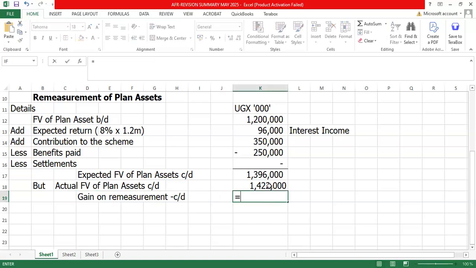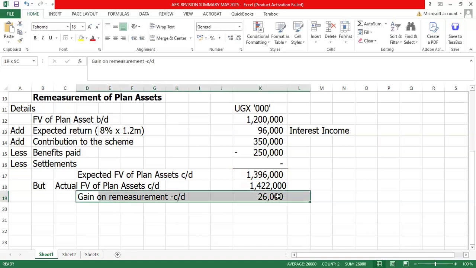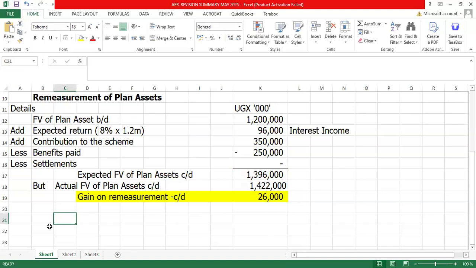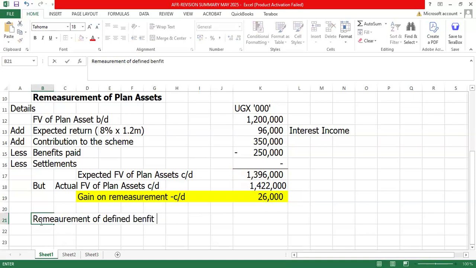The balance, the difference. So that again is how much? 26. So you also now handle the liability part. So you can also say remeasurement of defined benefit obligation.